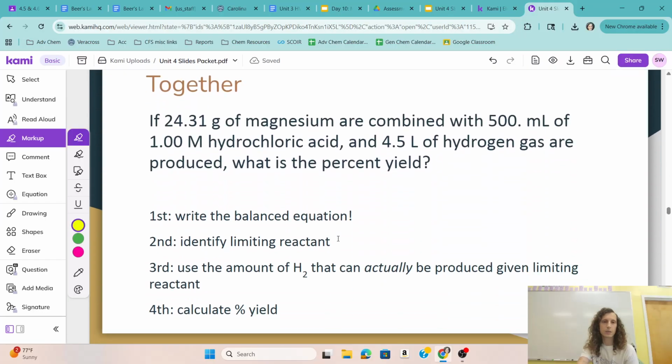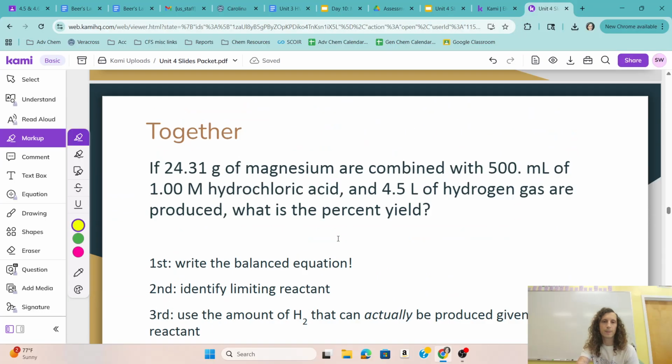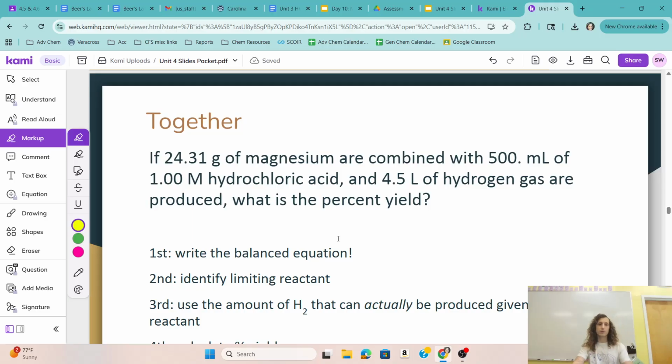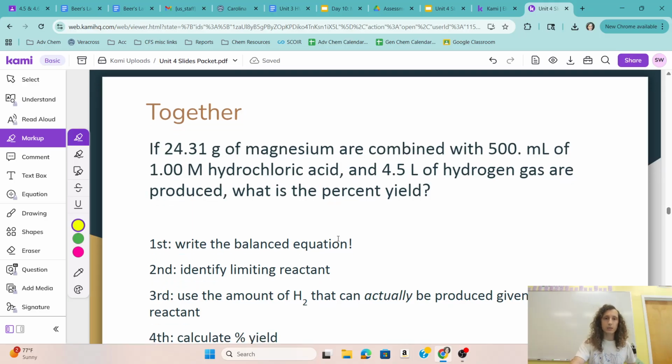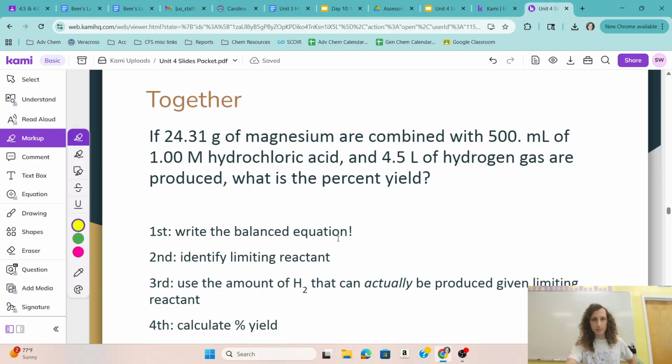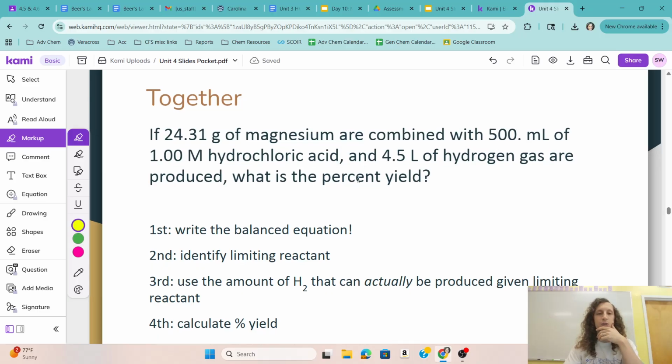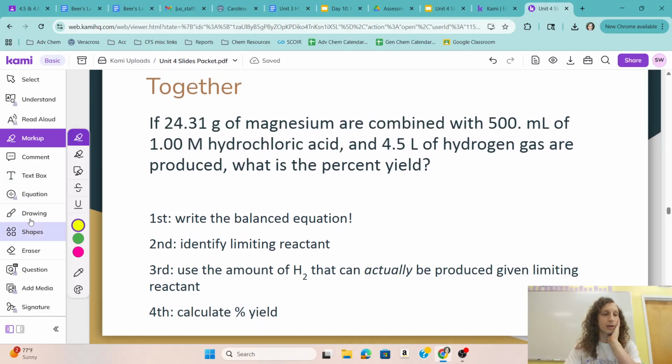Okay, I think this is the last example. All right, so we've got 2 reactants here. We've got magnesium, that's going to be a solid, combining with HCl, and we're asked about the percent yield because we made some hydrogen gas. So step 1 is writing the balanced equation.